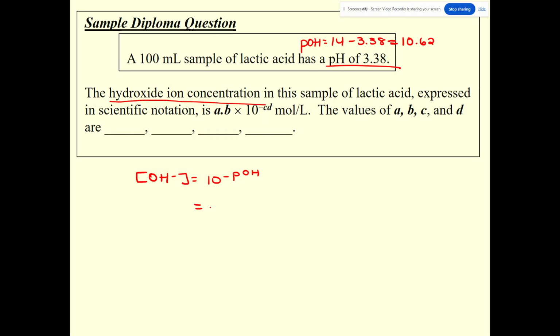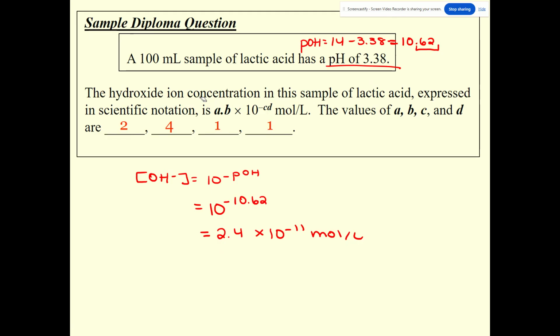So in my calculator, I hit 10 exponent negative 10.62. Hit enter, and you get 2.4. Again, I have 2 decimal places, so that has to equal my total digits, times 10 to the negative 11 moles per liter. The question asks you to leave it in scientific notation and record the values of A, B, C, and D. So it'd be 2, 4, 1, 1.